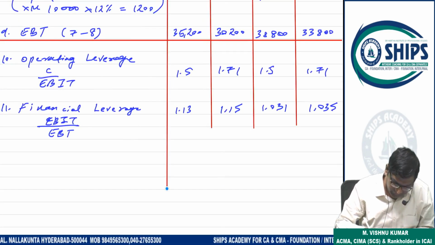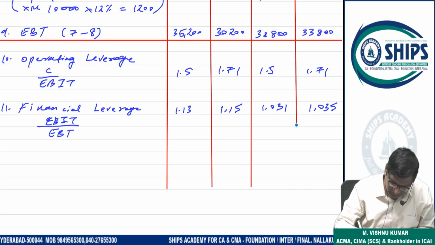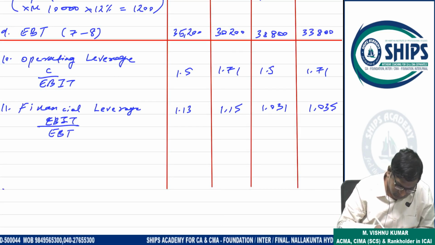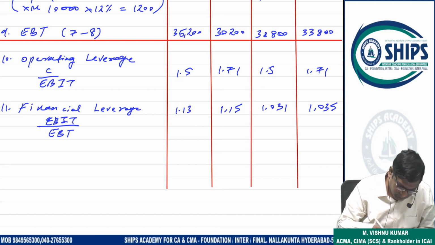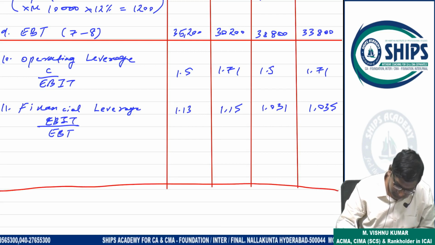After the decimal, generally you have to take 3 digits, 4 digits. Next, combined leverage.